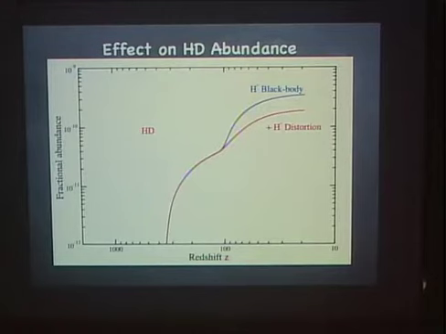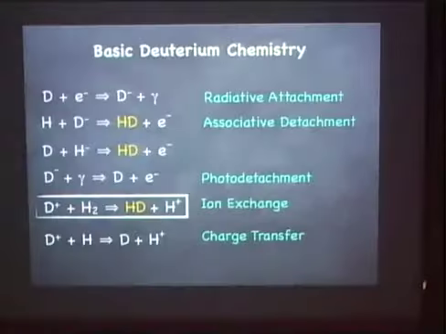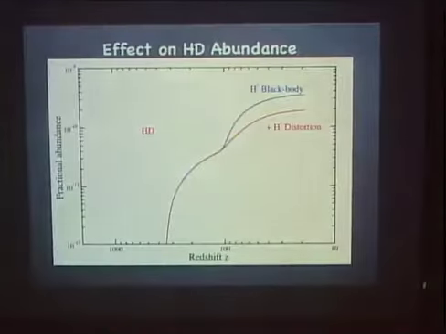By the way, let's go back. This reaction suggests that HD should just track H2. Whatever we have for H2, we should have the same kind of behavior for HD. And basically we see that same behavior. And if we include the distortion photons on the H minus rate, we again get another factor of 2 drop in the HD abundance.